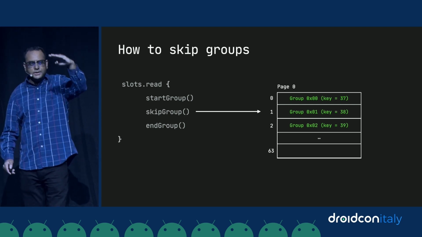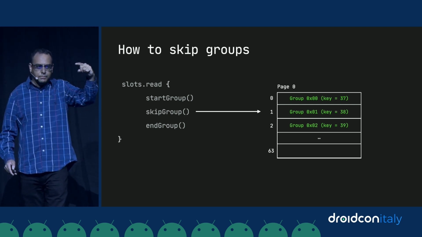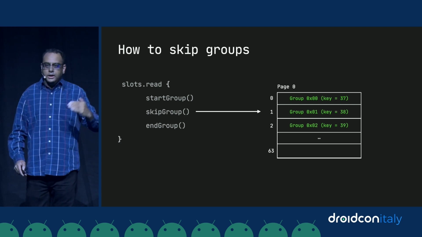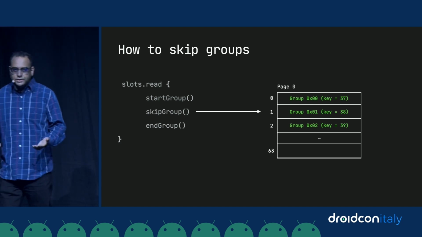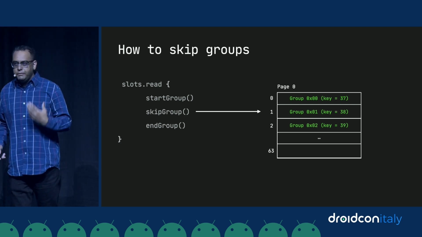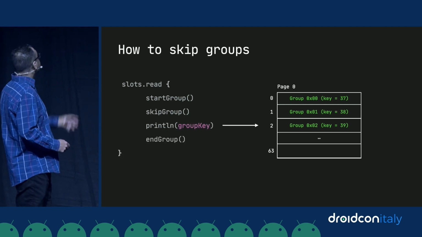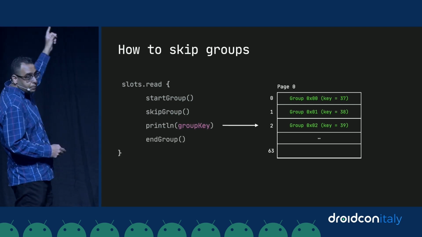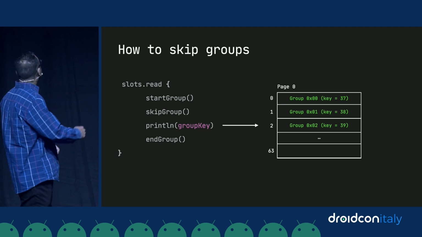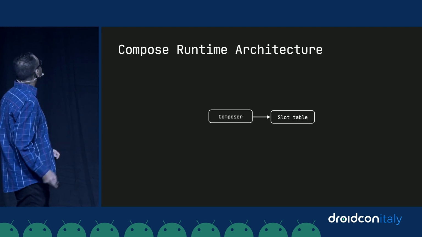You go from the top, and you want to skip something because you don't want to update it. That's why recompositions are really important, because they give you performance. The next thing I want to share is that you could grab information such as group key and other information from it.